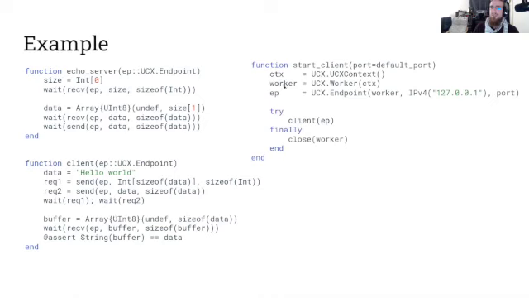The client itself is fairly straightforward. I just start a UCX context, I associate a worker with it, I create an endpoint connecting to an IP address and a port, and then I run my client function over the endpoint, and when I'm done, I will close my worker.